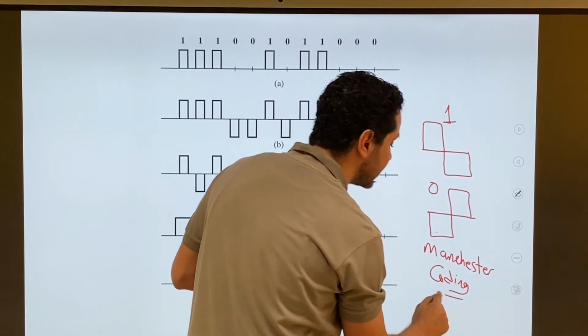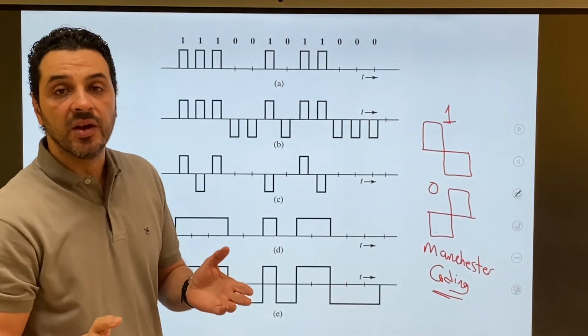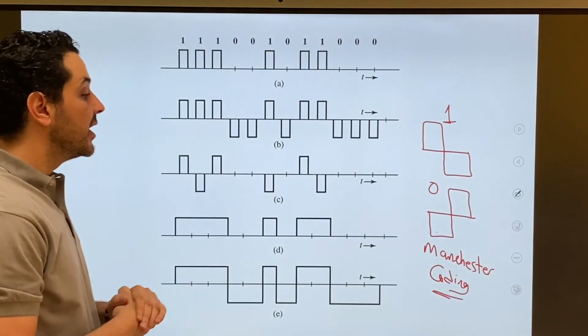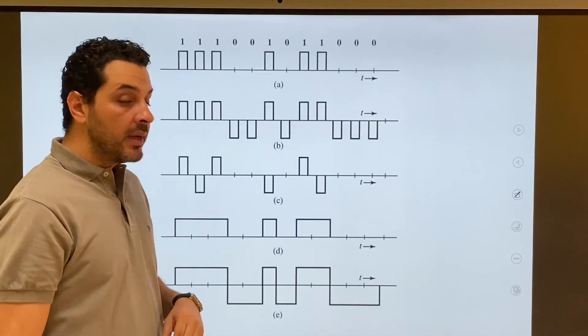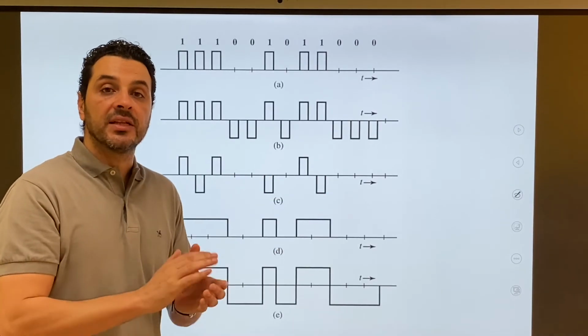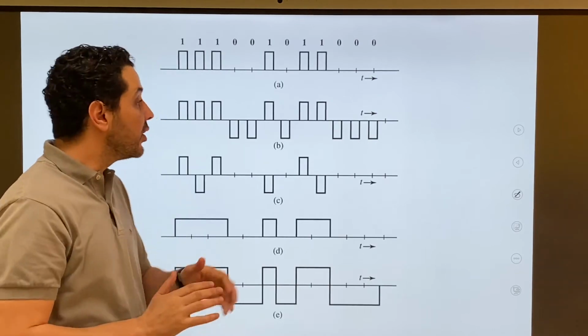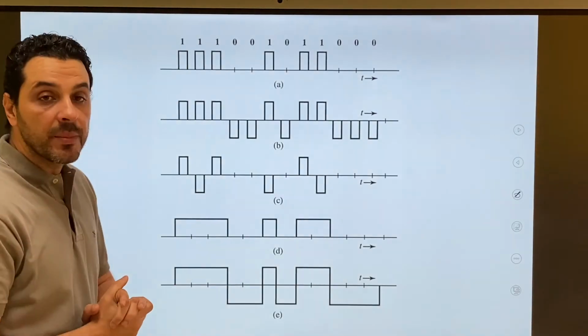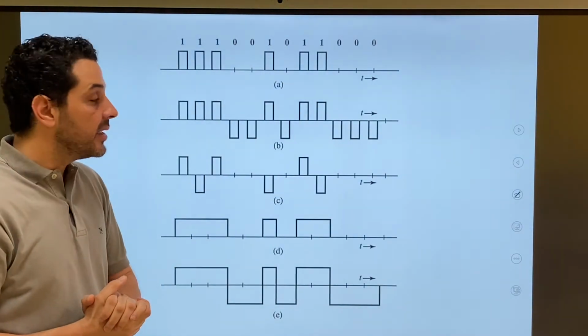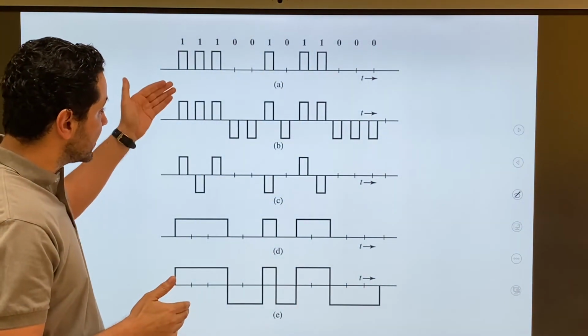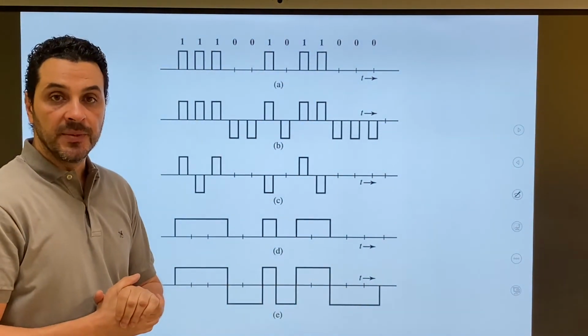And it also has some advantages. When we look at the spectrum of these schemes, you will see the advantage of Manchester coding. Now, in all line coding schemes that we discussed so far, we are using a rectangular pulse to represent the ones and sometimes the zeros, right? With different amplitudes, of course, positive amplitude or negative amplitude.